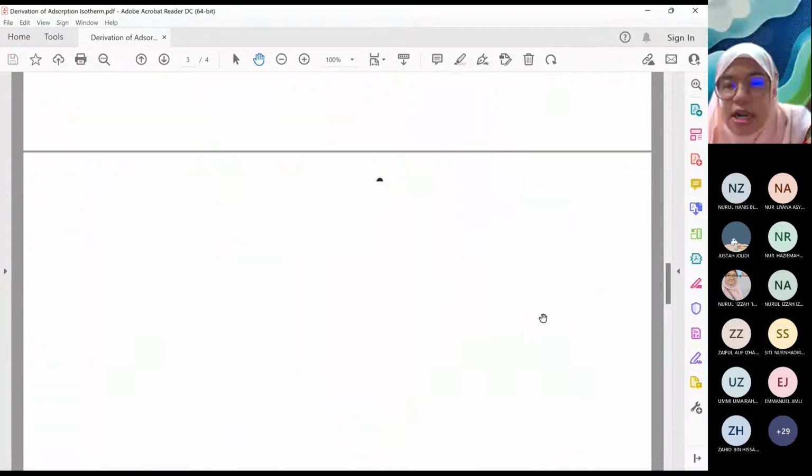Yang nota tu dia tak ni, alawat berkelip. Dah berkelip pula.